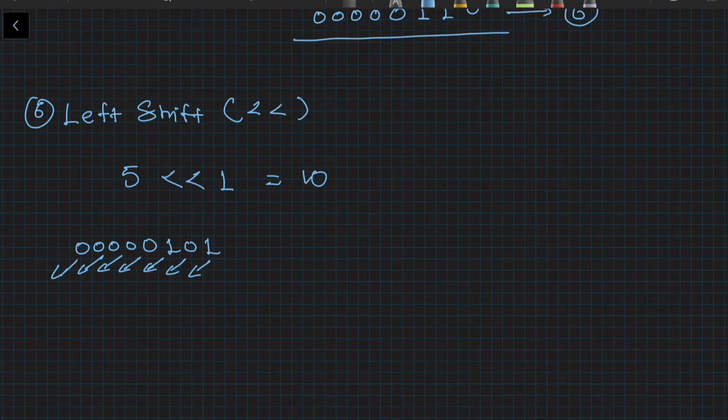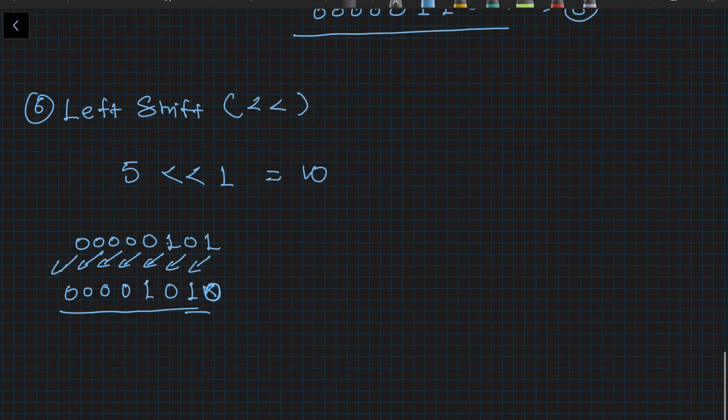So we write 1 here, 0 here, 1 here. This is an 8-bit value, so this one will come in place of this, and the remaining bits shift as well. Now in the place which is created after shifting the value one place to the left, we fill it with 0. Now if we see this value in decimal form, it is nothing but 10. So this is equivalent to 5 multiplied by 2, which equals 10. So left shift is used to multiply a value by 2.